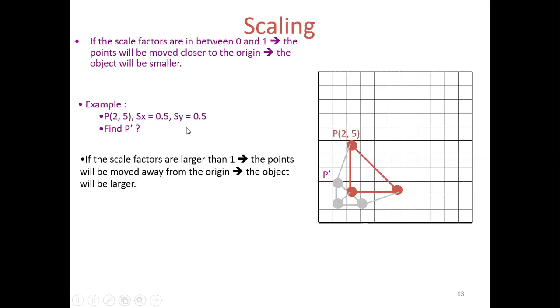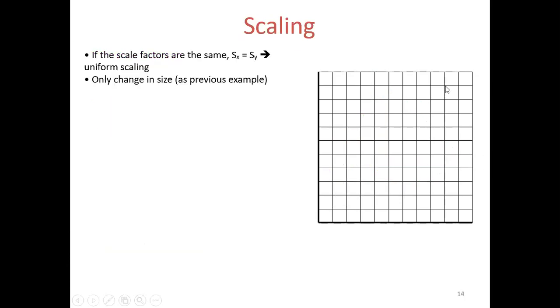In this example, the value of the scaling factor is 0.5, 0.5. This triangle actually became much smaller. You can do the opposite. In the next example, we have selected a value greater than 1. If you do the opposite, the object will be larger. Let us see some examples here. When the value of Sx is 2 and Sy is 2, P prime becomes much larger.